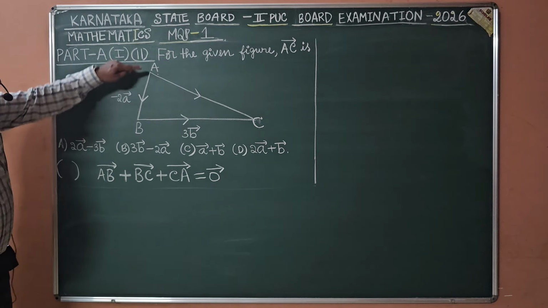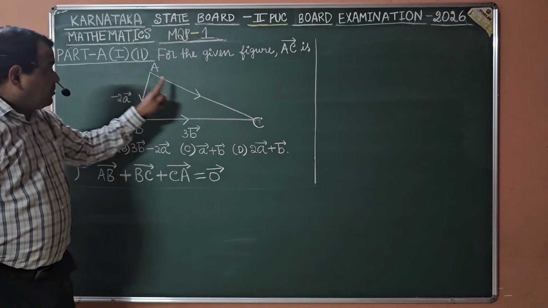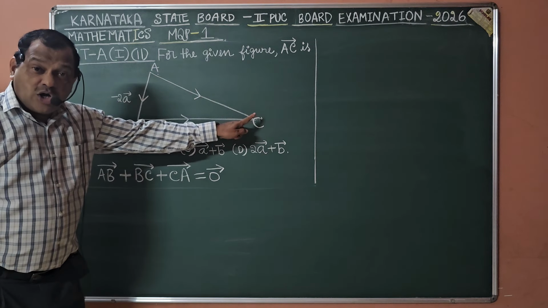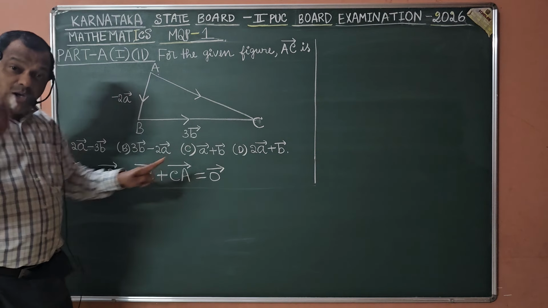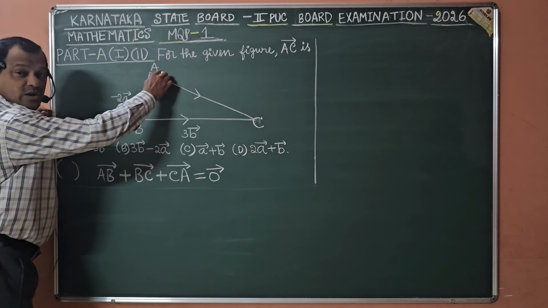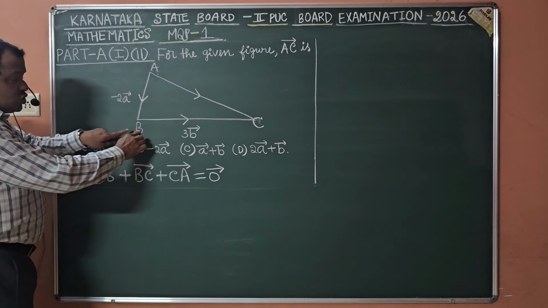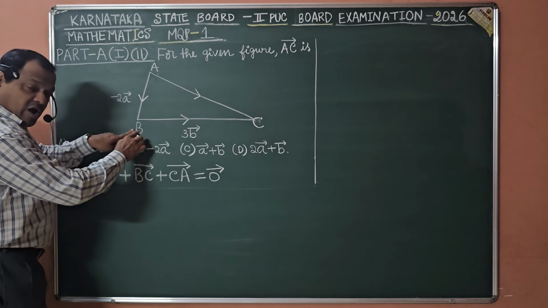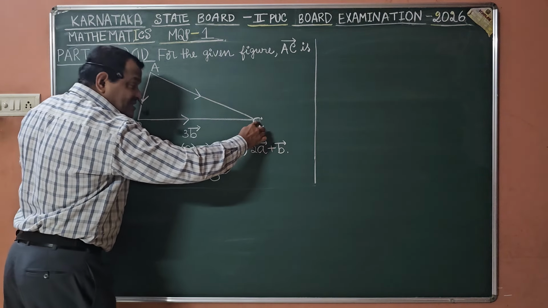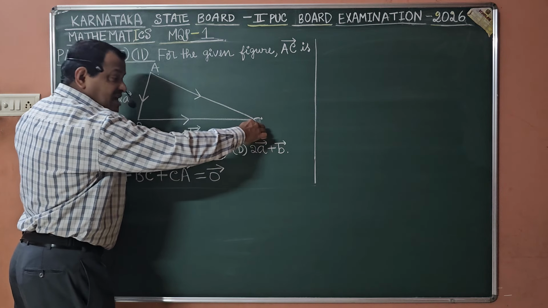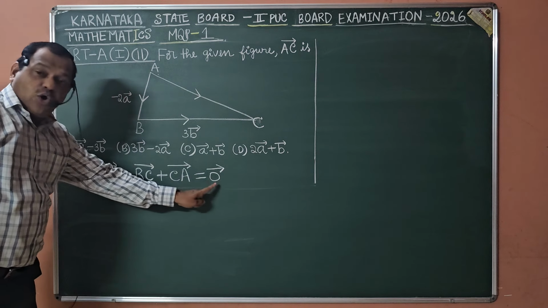It is not that AB vector plus BC vector plus AC vector. No, not like that, even though the direction is from A to C. But always remember, start from a vertex A, move forward, that is AB vector. You stopped with B, so start from B, move forward, BC vector, plus you stopped with C, start from C, go forward, CA vector, is 0 vector.